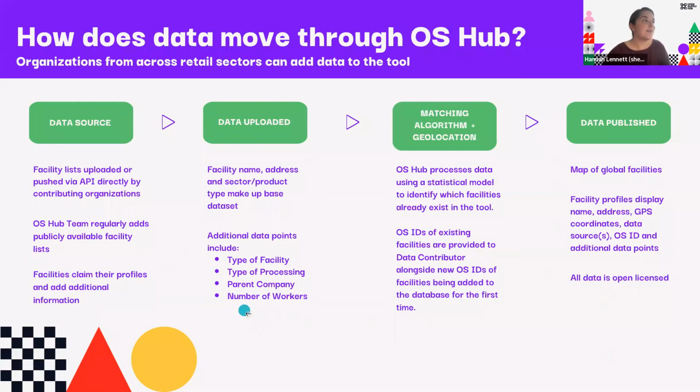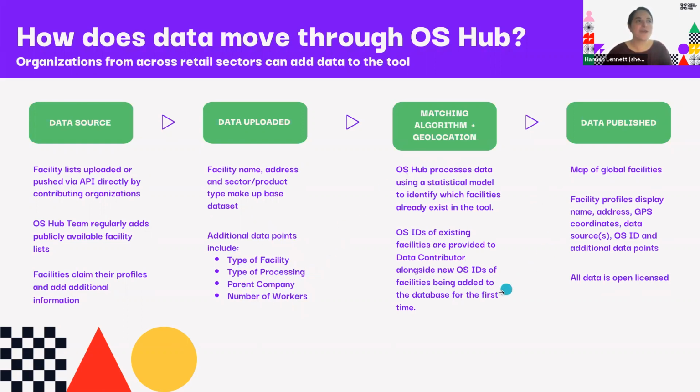In terms of what gets uploaded, we just saw these data points in Open Supply Hub, so we absolutely require country name and address for every facility that's uploaded, and highly recommend uploading sector or product type to help increase the power of the search functionality in our tool. And then you can also add type of facility, type of processing, parent company, and number of workers.